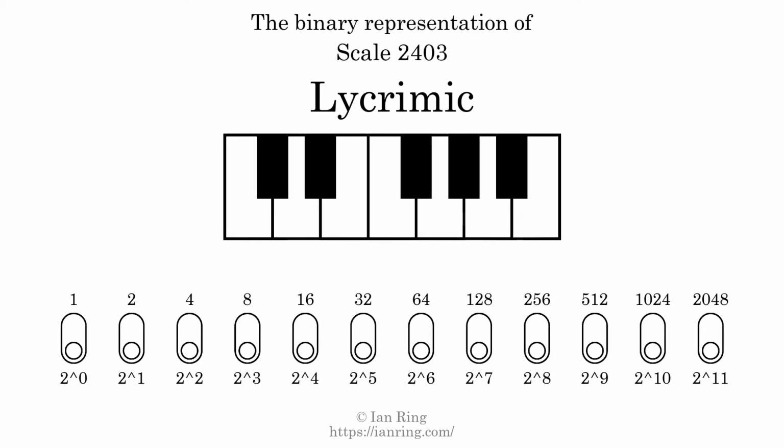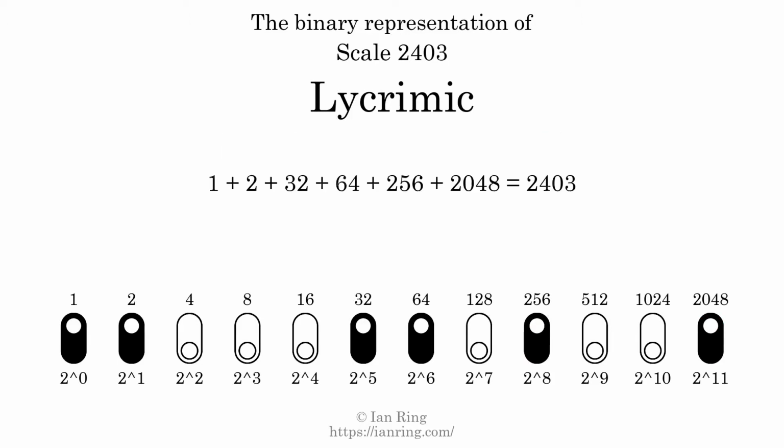The binary representation of this scale is determined by mapping tones of the scale to binary digits. Each binary digit represents a power of 2. To get the scale number, we add the powers of 2 together. The powers of 2 that are present in the scale, all added together, equals 2403. That is why the scale number, in decimal, is 2403.